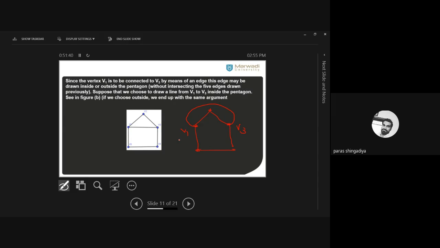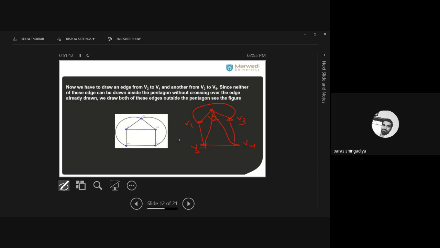ठीक है. Now in the third one, we consider some more connections. Okay, V2 to V4 and V2 to V5. So in this case, you have only one possibility to connect V2 to V4 and V2 to V5, only the outside region. If you consider the inside region, it will cross with the inside edge. So it is not possible to connect by the inside.